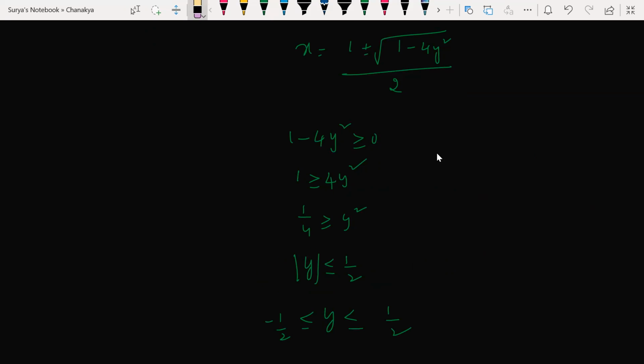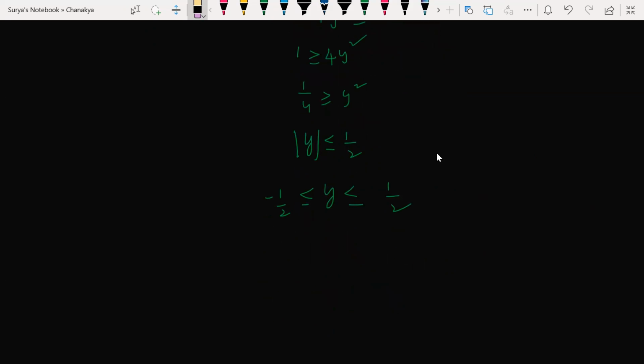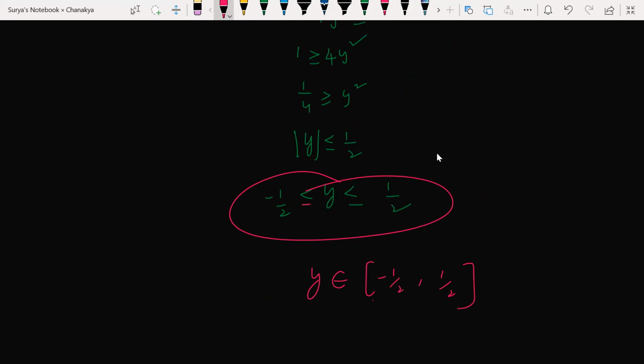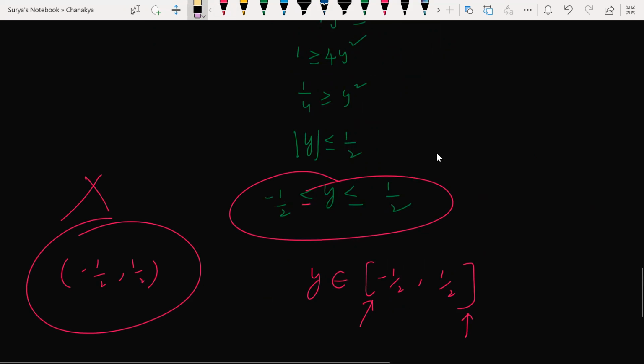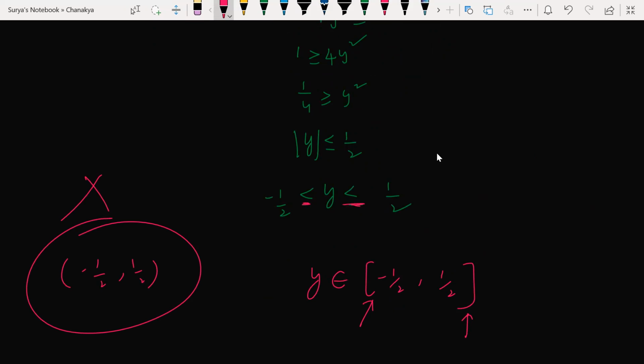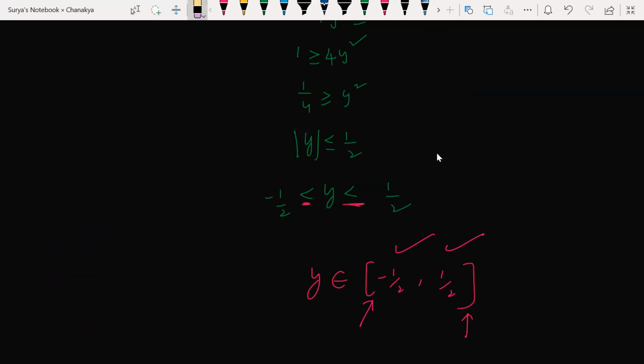All right, so very simple. Now the range of y is minus 1 by 2 to 1 by 2. There is an equal symbol, so I'll be including the endpoints. So the range of y is minus 1 by 2 to 1 by 2, and I'll be using closed brackets, not these open brackets. This will be wrong, because here we have greater than or equal to, which means I'm including these. If you write an open bracket, that will be wrong. An open bracket is nothing but excluding. We have discussed this multiple times in the functions lesson.